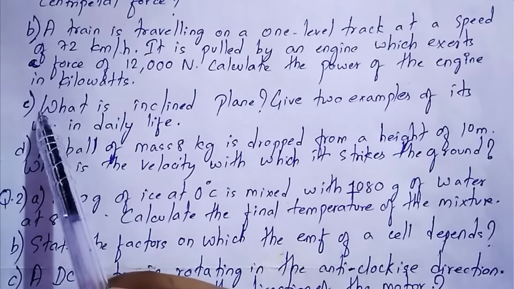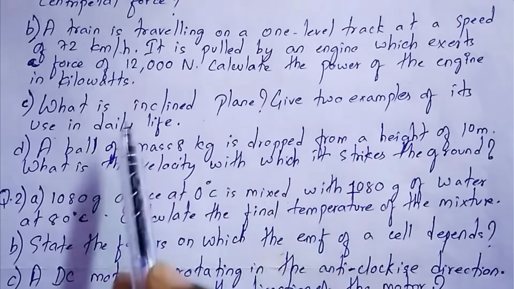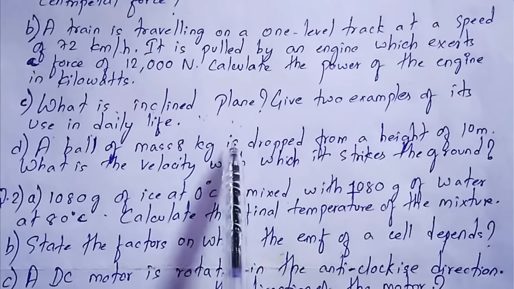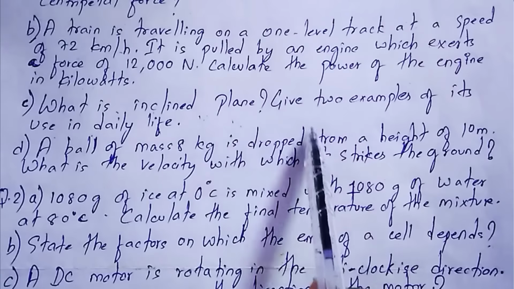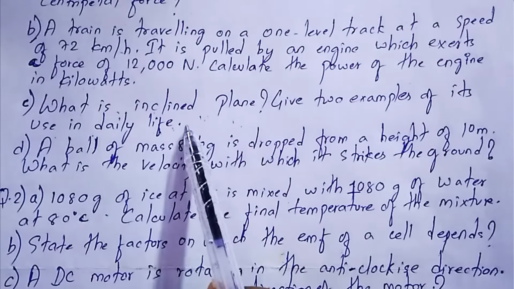So friends, next question number C is what is an inclined plane? And give 2 examples of its use in daily life. So what is an inclined plane? All of you know that an inclined plane is a simple machine which makes it easier to elevate a heavy object. And its 2 endpoints are at different heights, and hence it reduces the amount of force required to lift the object. And 2 examples of inclined plane in daily life are chisel and ramp.